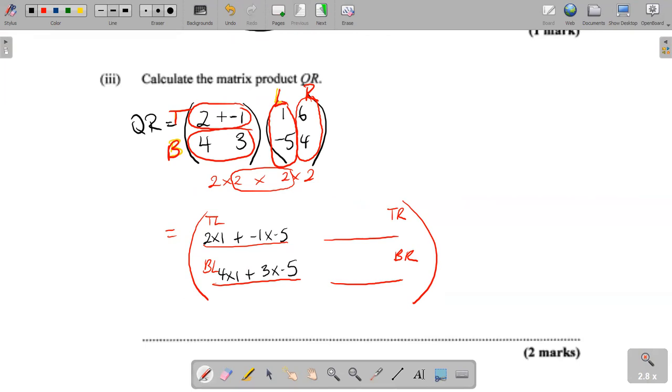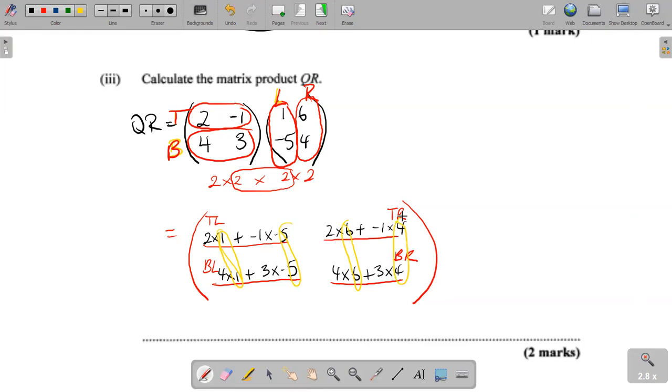Let's do top right. So T and R: 2 times 6 plus the second 2, -1 times 4. Bottom right, D and R: first 2, 4 times 6 times the second 2, 3 times 4. How do you know that you're going right, people? These numbers should match. 1 matches with 1, -5 matches with -5, 6 matches with 6, 4 matches with 4.